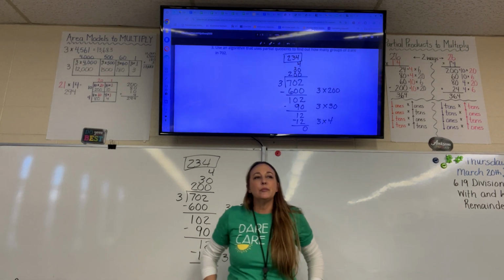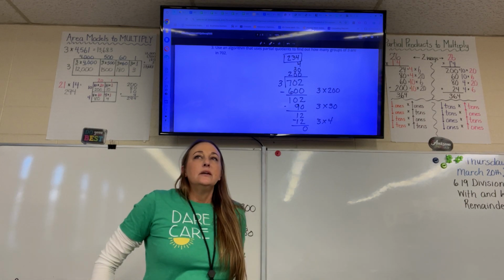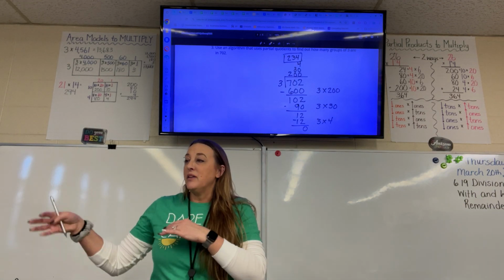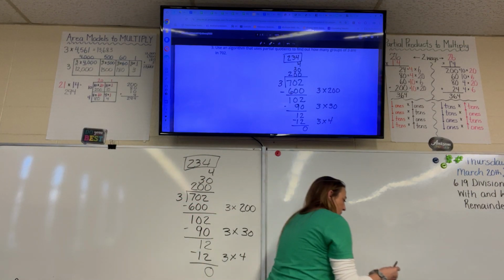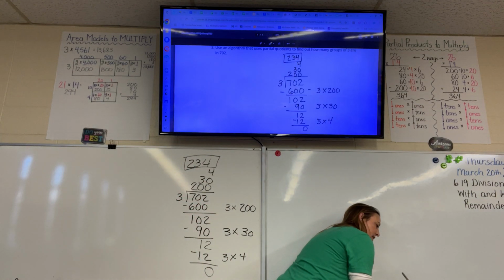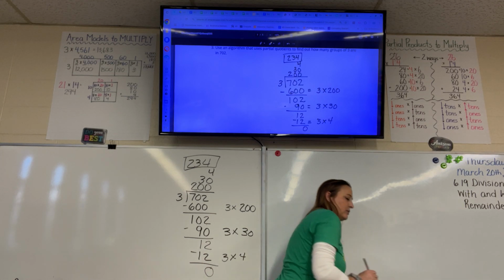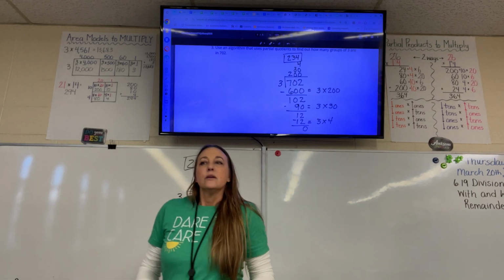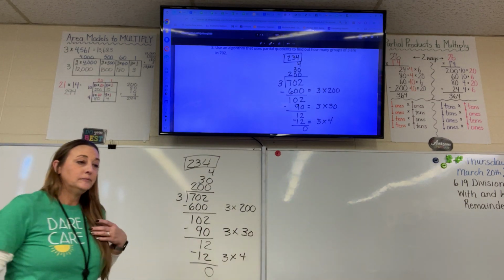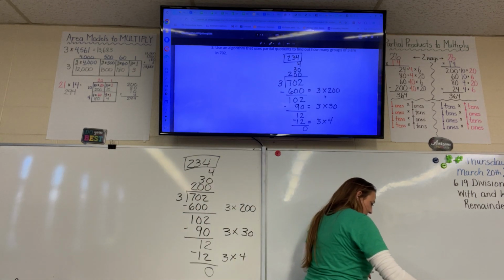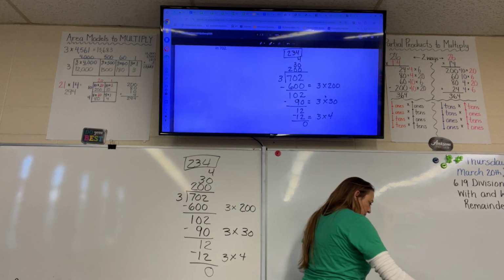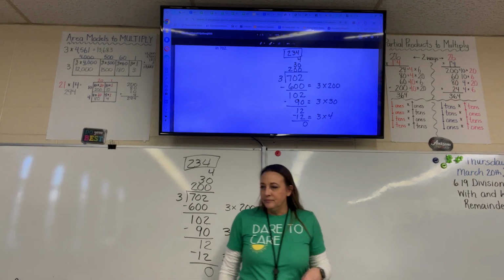You guys remember on the math warm-up where a few of you commented about how the equal sign was in a different spot than normal? We'll give it 600 equals 3 times 200. 90 equals 3 times 30. 12 equals 3 times 4. Oh, that's why I was raising my hand. I noticed that. Cool. All right. Did you guys get that copied down?